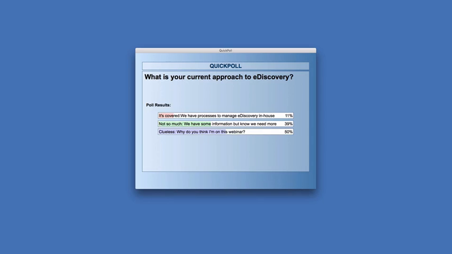So 11% said it's covered. We have the processes to manage. 39% said not so much. We have some information, but we need to know more. And 50% said clueless. So those are our answers.